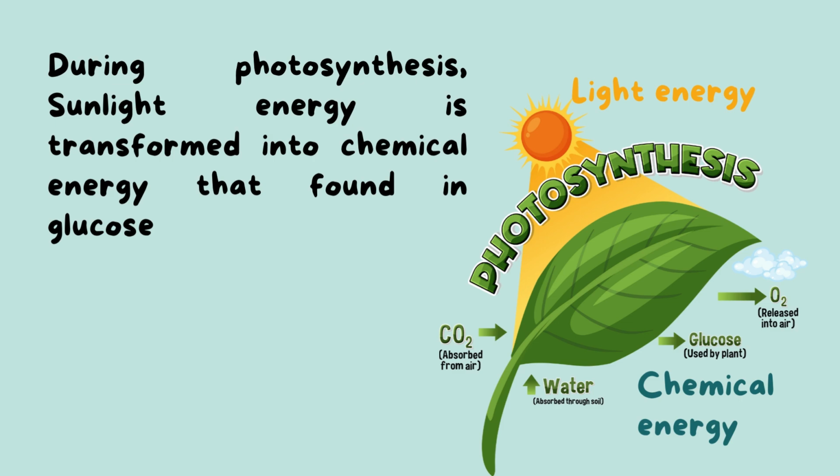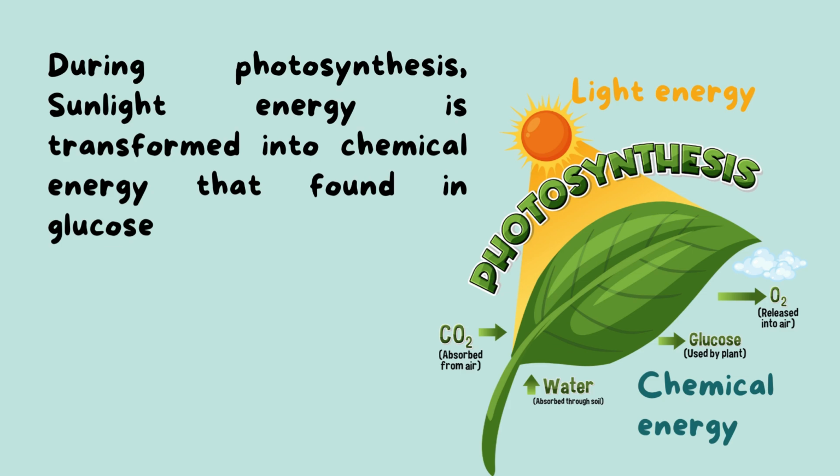Okay, so during photosynthesis, sunlight energy is transformed into chemical energy that is found in the glucose. Okay, as we know that energy isn't destroyed or created, okay, as we studied before in primary 4. So here the sunlight energy will transform into chemical energy that is found in the glucose. Okay, this is very important information.